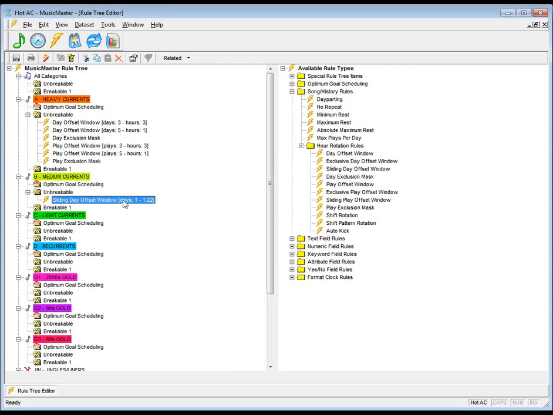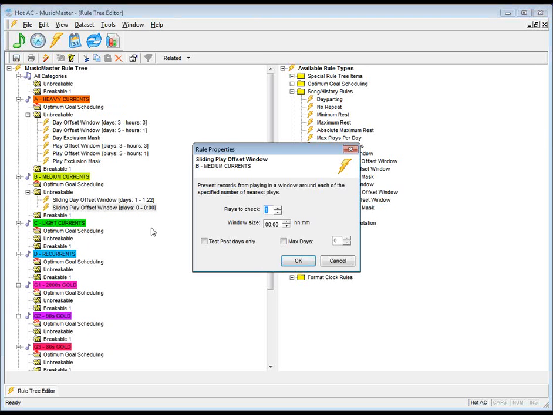Just like we have sliding day offset versus day offset, we also have sliding play offset with play offset windows. And here's where you'll find your sliding play offset window. Works very similarly to sliding day offset in that we're looking at past plays, if we check the past plays only, and the window size. So here we're saying, look at the last time the song played, make sure it doesn't play within 30 minutes of itself either side. Again, the window slides itself over the time being tested.